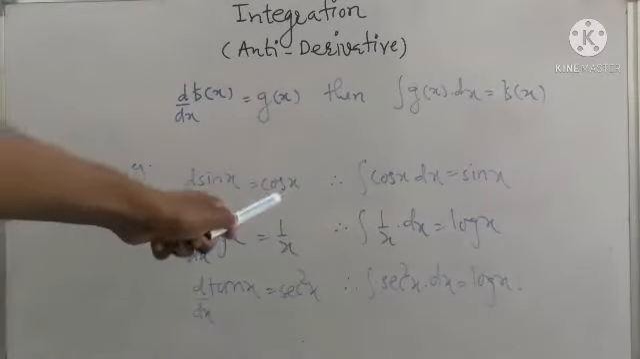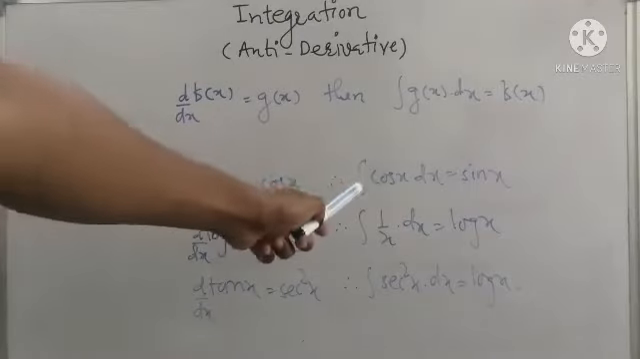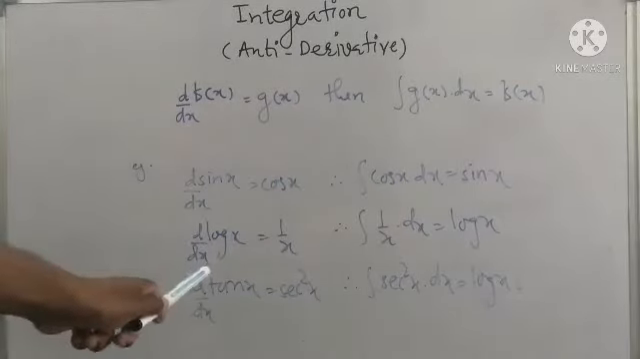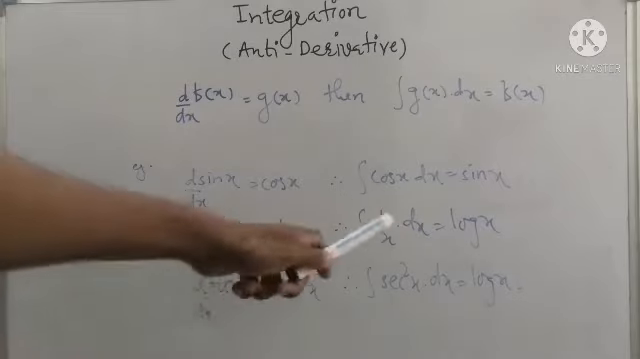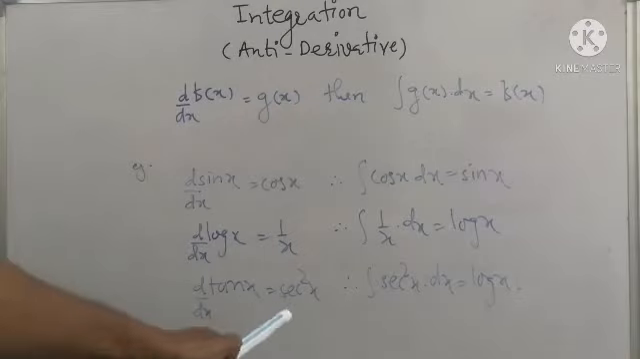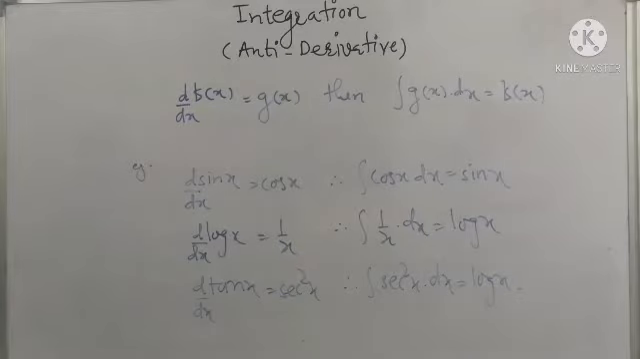Like derivative of sin x is cos of x, therefore integration of cos of x is equal to sin of x. Similarly, derivative of log of x is 1 upon x, therefore integration of 1 upon x with respect to x is equal to log of x. Derivative of tan of x is equal to sec square x, therefore integration of sec square x with respect to x is equal to tan of x.